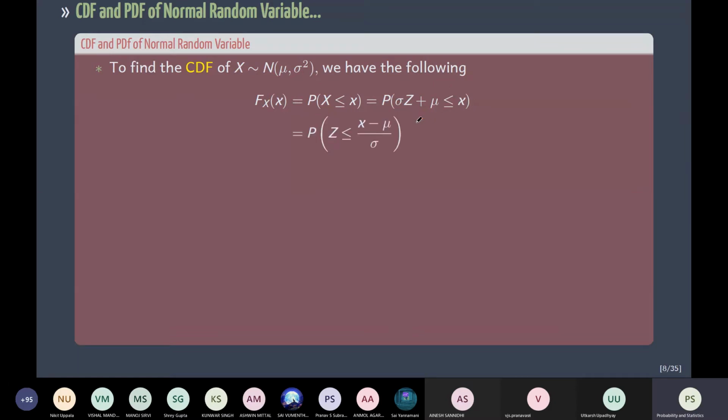Okay, and so this is the same thing. So I can move mu to the right side, and then I can divide by sigma without changing the inequality, because sigma is positive. Okay, so this inequality should be okay for you.